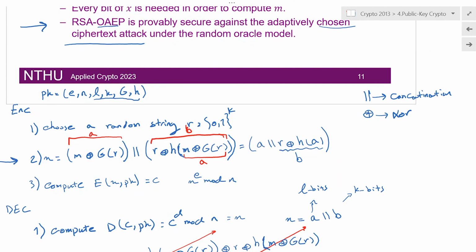So the knowledge of this L, K, G, and H doesn't help anyone. It's just like public algorithms, different algorithms. For example, I tell you that I use SHA-1 or MD5. I use whatever different pseudo-random number generator. That doesn't help you to break RSA. Those are just different algorithms that I chose.